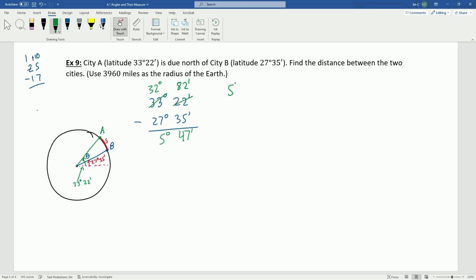But of course, I'm going to need to convert this into radian measure in order to find this arc length. So that does make things a little bit trickier, but that's okay. First thing we're going to do to convert this is write 5 degrees plus 47 minutes. We're first going to put it in decimal degree notation, and then once we have decimal degree notation, we can convert it to radian measure after that. So we've got a couple little steps in between here. For the 47 minutes, we're going to multiply by 1 degree divided by 60 minutes.